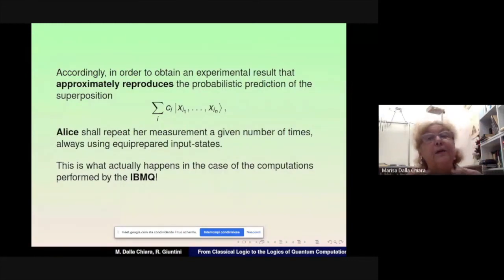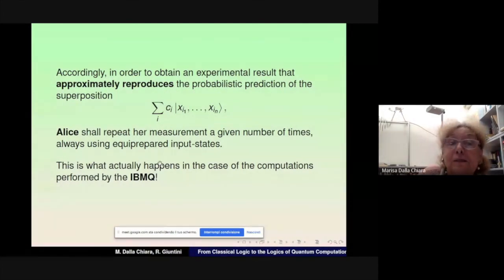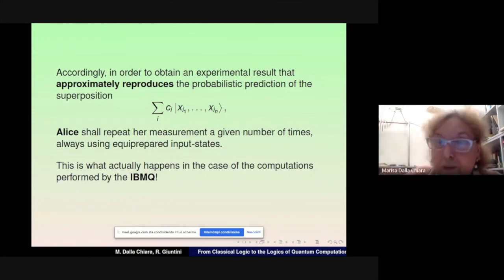Accordingly, in order to obtain an experimental result that approximately reproduces the probabilistic prediction of this superposition, Alice shall repeat her measurement a given number of times, always using equi-prepared input states. And this is what actually happens in the case of the computations performed by the computer IBM Q, and this is exactly what Roberto has done even this morning, as far as I have understood.